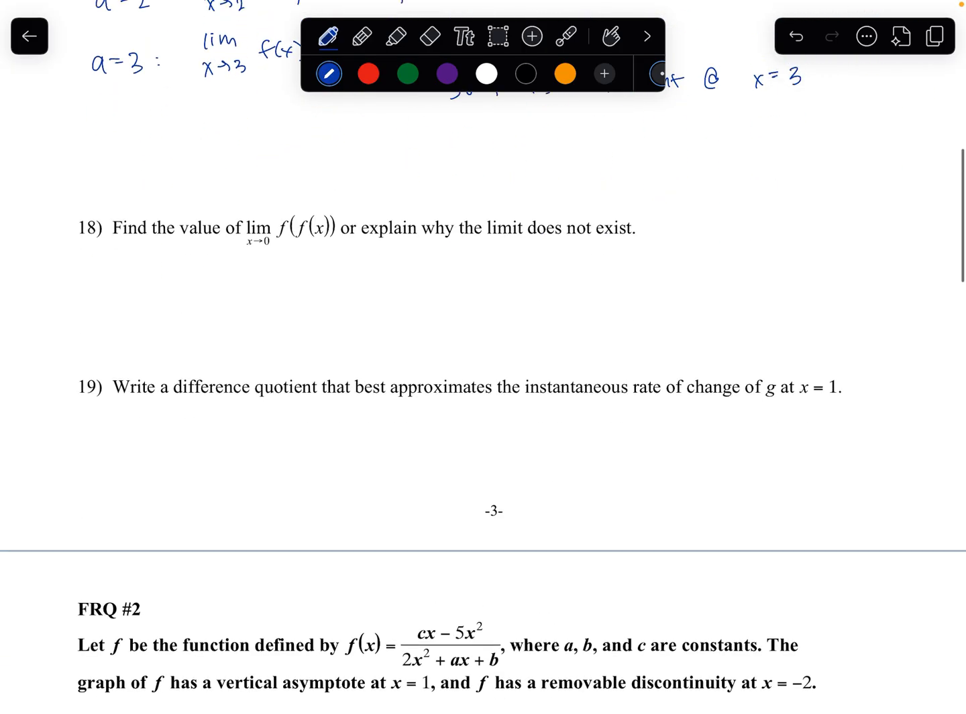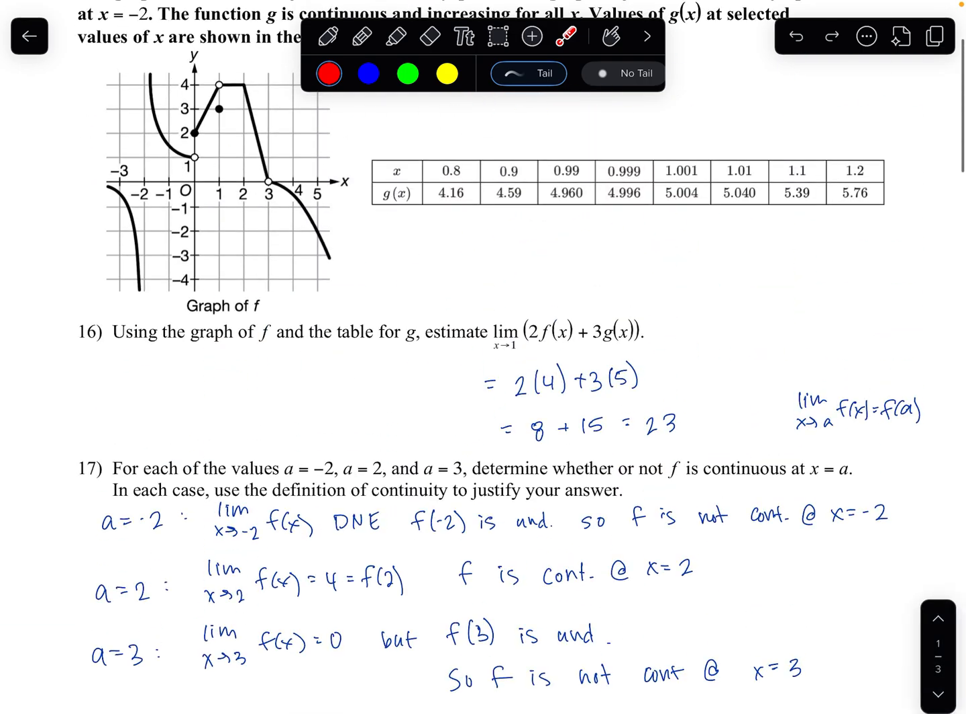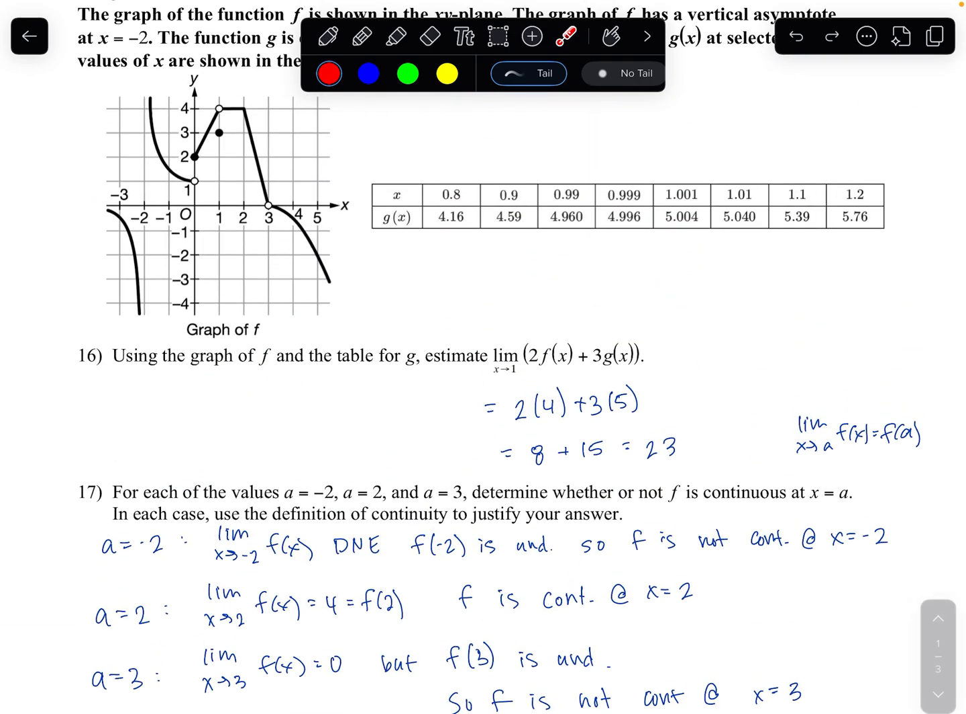All right, for this next part right here, find the value of the limit as x approaches 0 of f of x. So this is a composition, or explain why the limit does not exist. So let's evaluate the limit as x approaches 0 of f of x. So this is the inside part f of x, not the outside part. So the limit as x approaches 0 of f of x. Let's go up here, limit as x approaches 0.